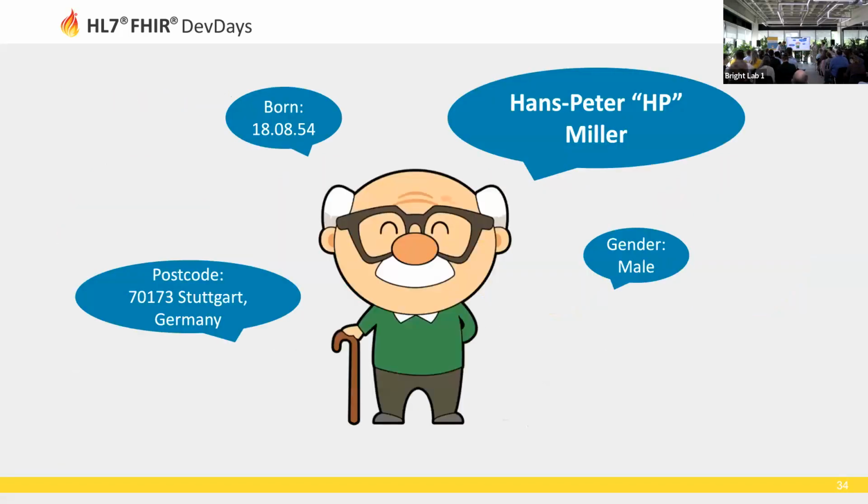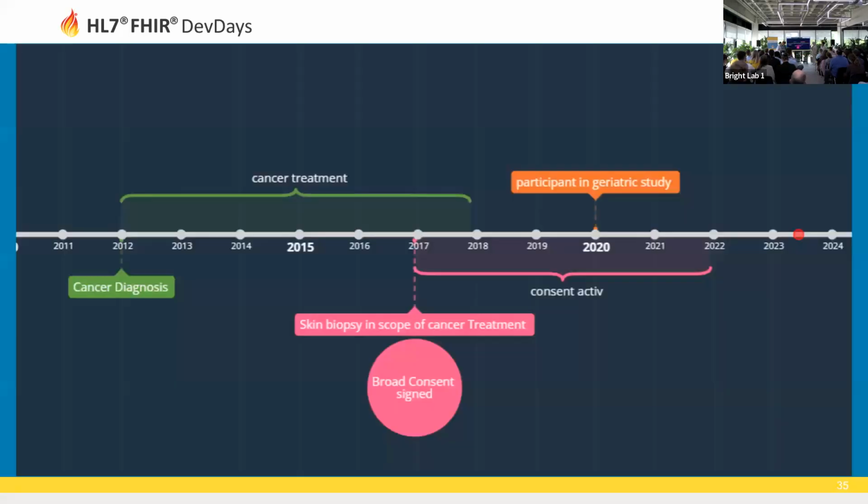Okay, so this is H.P. Miller. He is from Stuttgart, Germany. He is 68 years old. In 2012, he got diagnosed with skin cancer and was treated in the following years. He had a skin biopsy in the scope of cancer treatment and participated in a geriatric study.